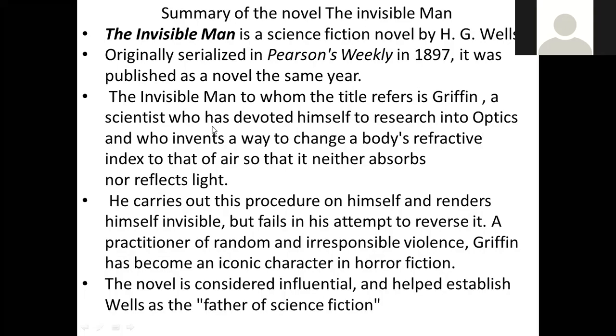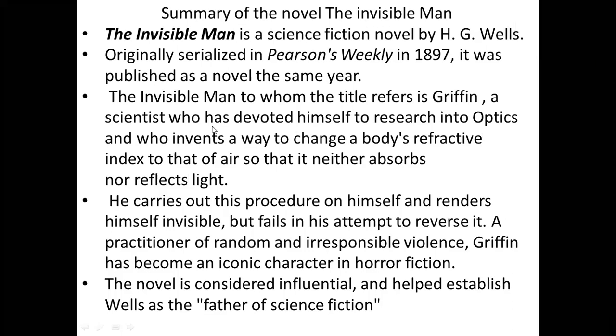Okay, Invisible Man. It was initially published in Pearson's Weekly magazine in the year 1897, and in the same year it was published in the form of a novel. Invisible Man, or the Stranger, his name is Griffin. He was a scientist who devoted himself to research into optics and who invents a way to change the body's refractive index to that of air so that it neither absorbs nor reflects light.